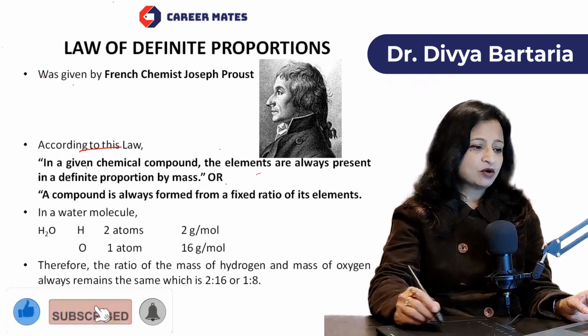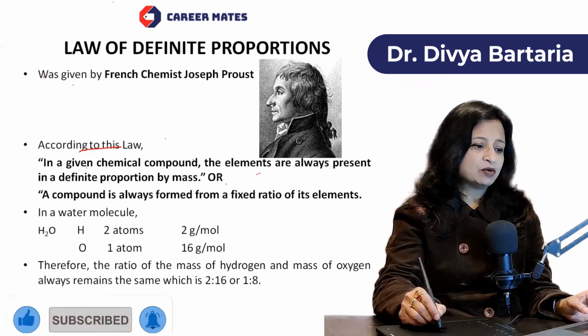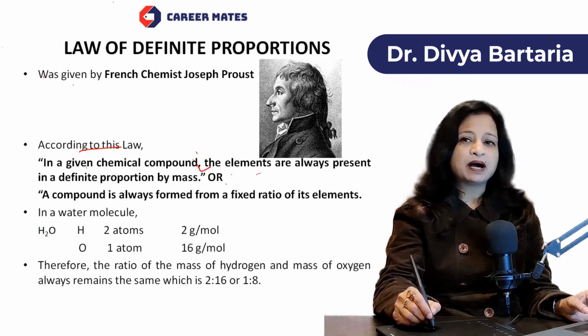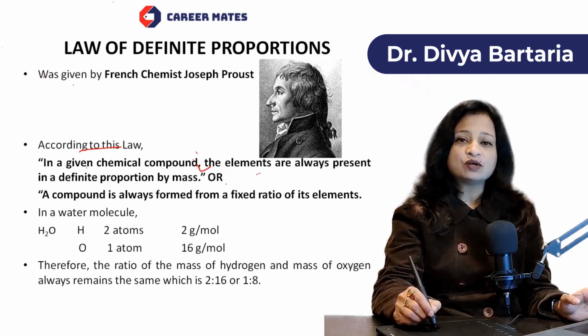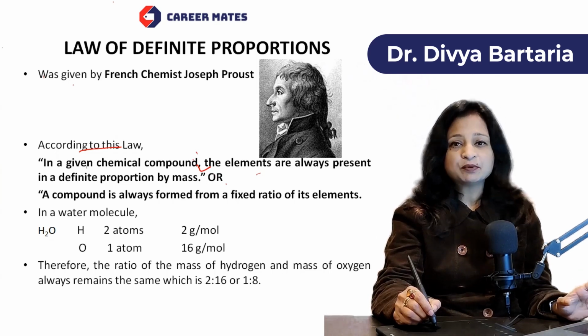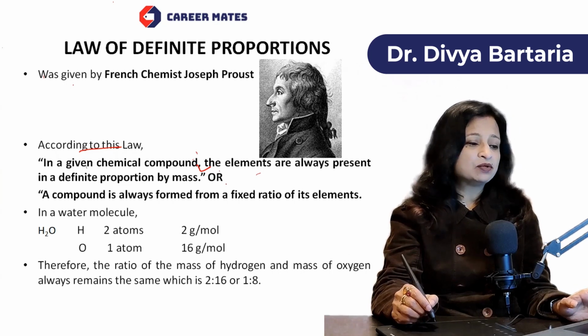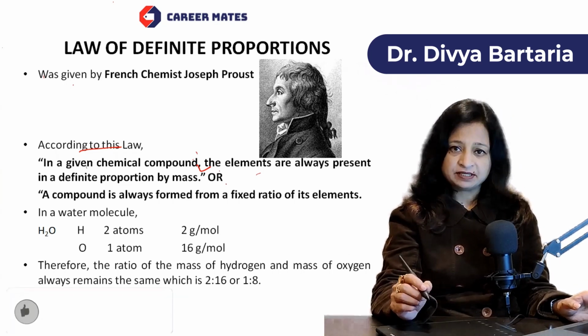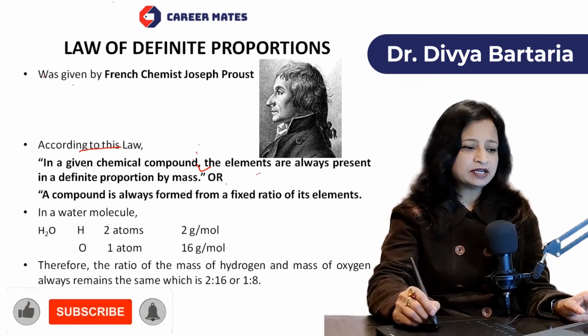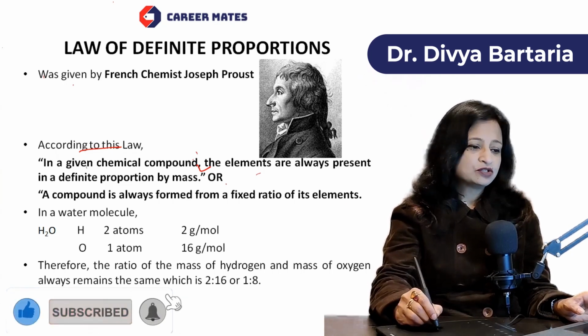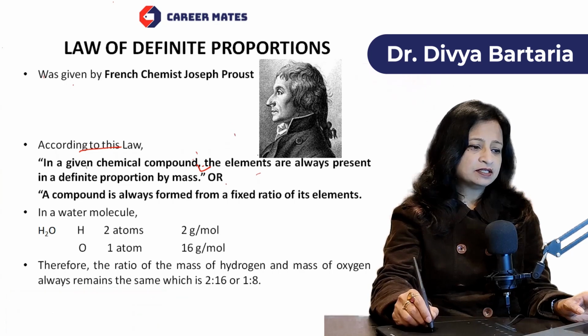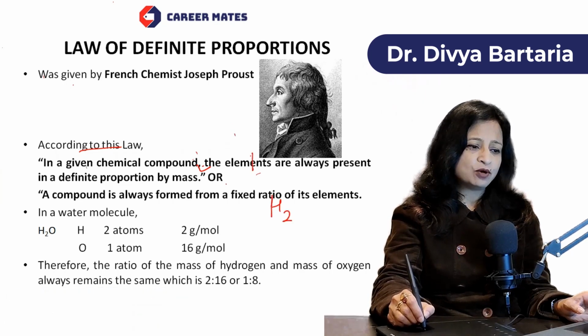So according to this law, in a given chemical compound, the elements are always present in a definite proportion by mass. Or in other words, we can say that a compound is always formed from a fixed ratio of its elements. Just for example, we can consider H2O. So here you can see this is H2O molecule.